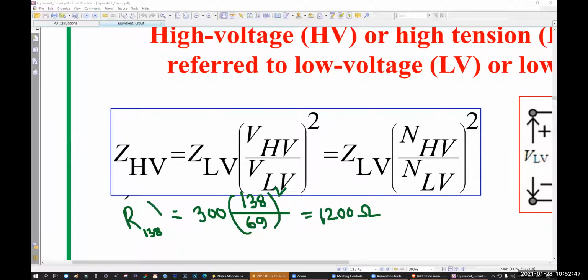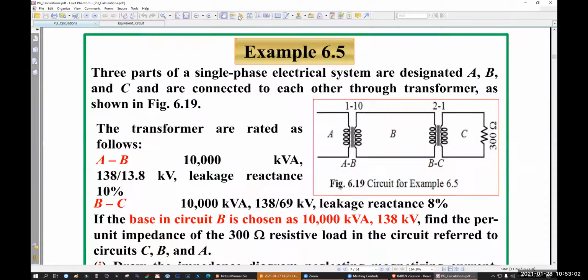That means for the 138 side, that means circuit number B, your resistance is how much? 1200. Understood, everyone? Okay, let's write the circuit here. Let's write the resistance here, 1200. This is 300, this is 1200.